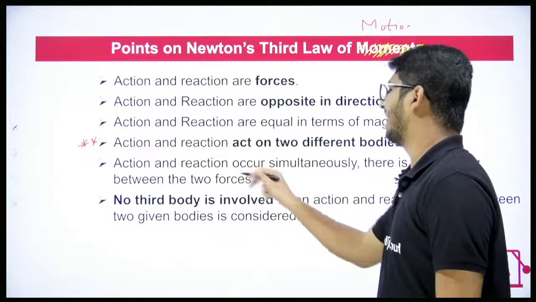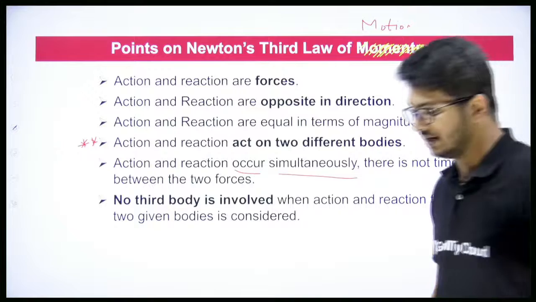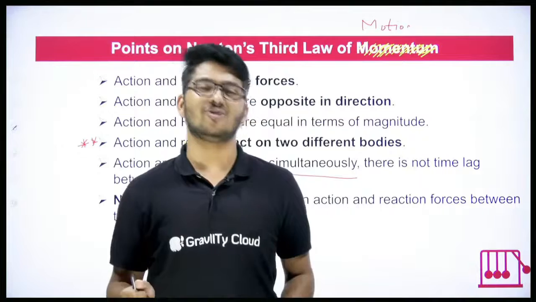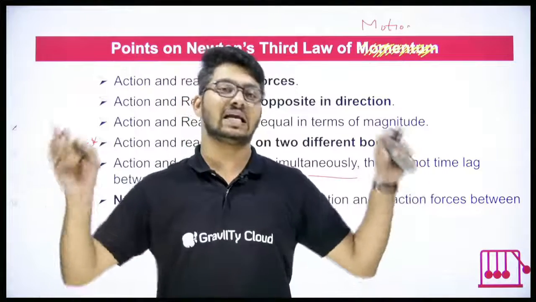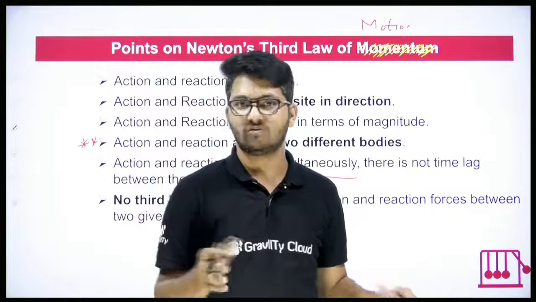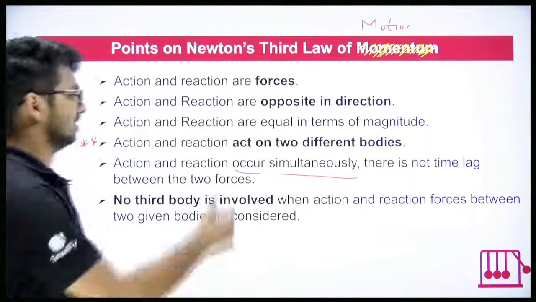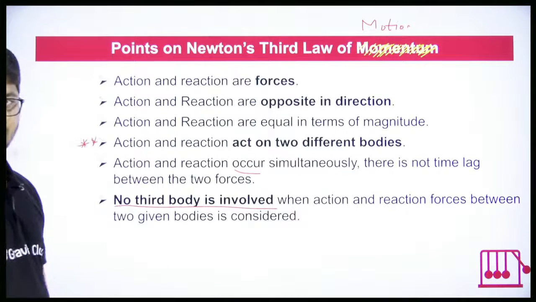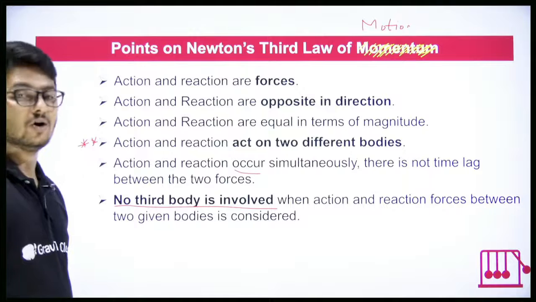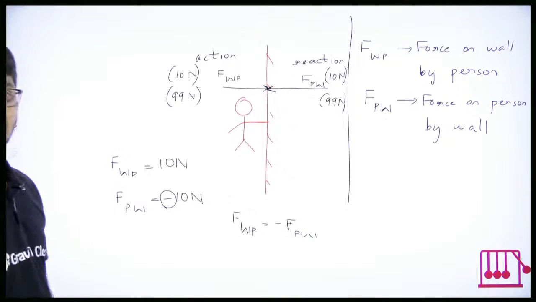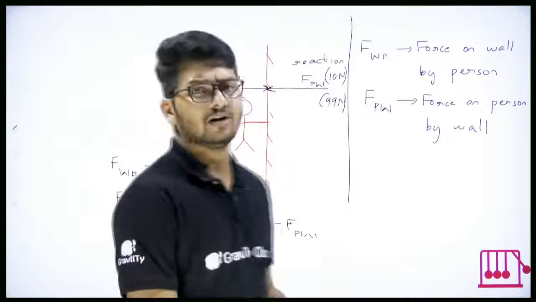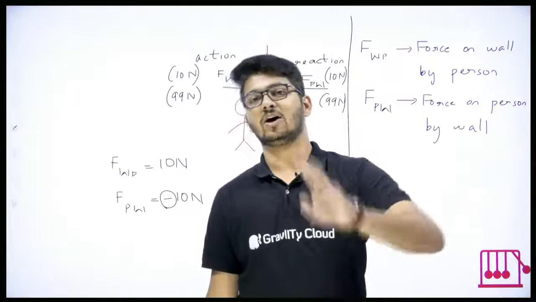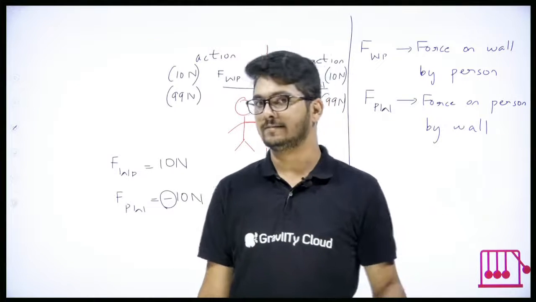Then action and reaction occur simultaneously. What does simultaneously mean? They occur at the same time. It is not like I am first and you are second. No. Both of them occur exactly at the same time. There is no first and second here. There is no time lag between the two forces and no third body is involved. So always you have to talk only in terms of two forces, two bodies. Here the person and the wall. Do not involve any third body. Don't make that mistake. Newton's third law, between two bodies, two forces, that's it.